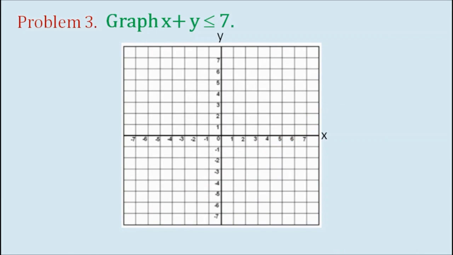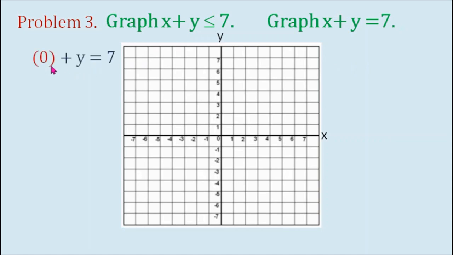Example number 3. Graph x plus y is less than or equal to 7. Again, the first thing that we are going to do is change this inequality sign to an equal sign and graph the line. So we are going to graph x plus y equals 7. Our equation is written in standard form. So we are going to use the x and the y intercepts.